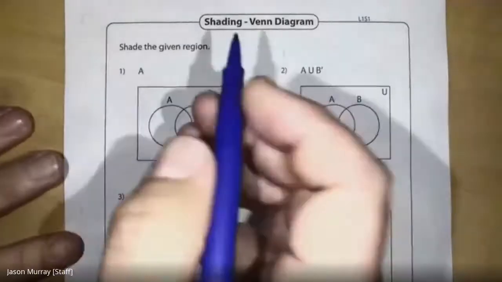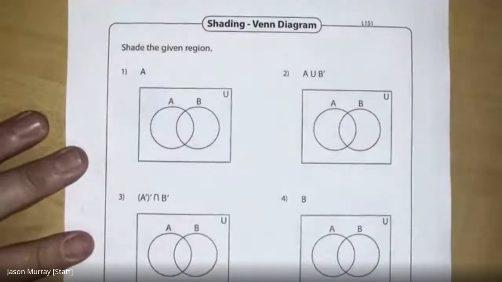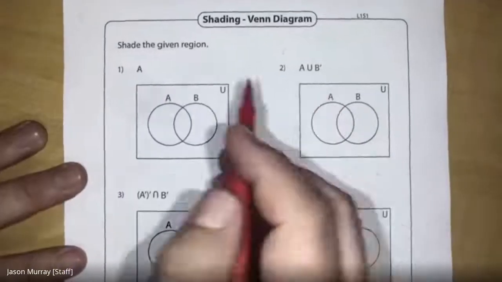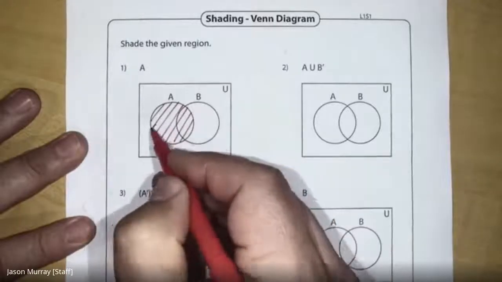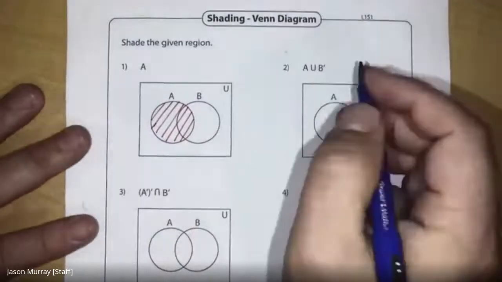Oh, no problem. Okay. If I ask you to shade A, what am I asking to shade in this Venn diagram here? Gavin? The entire A circle, even the part that intersects with B. You got it. So all of that is shaded. That's all of A. Good. I want you to write down what this means.